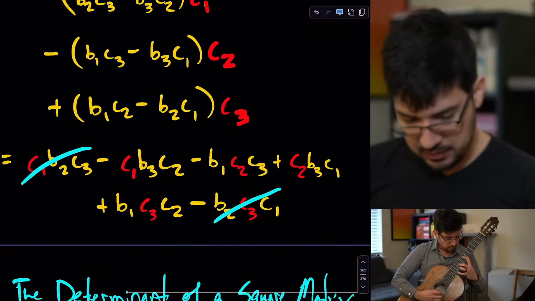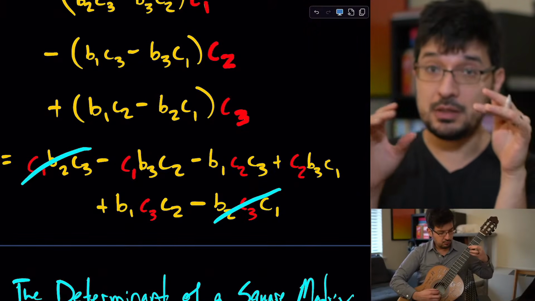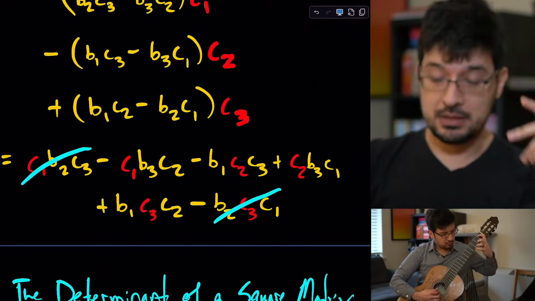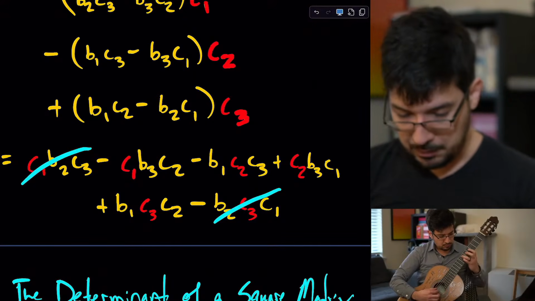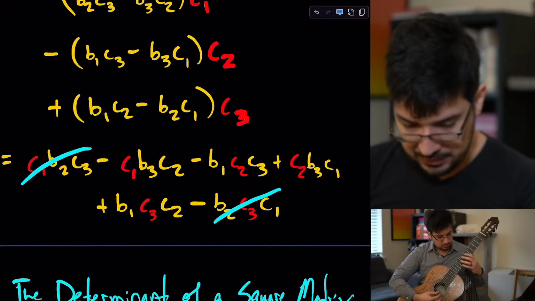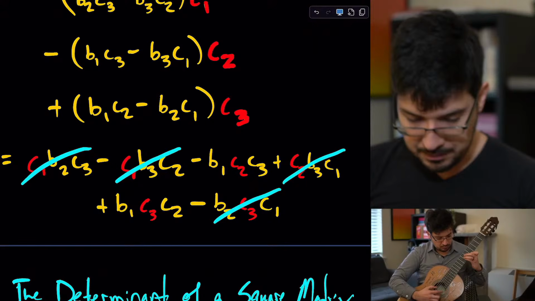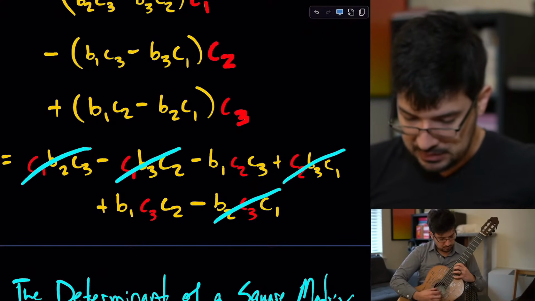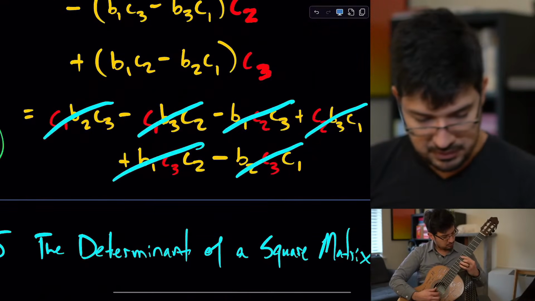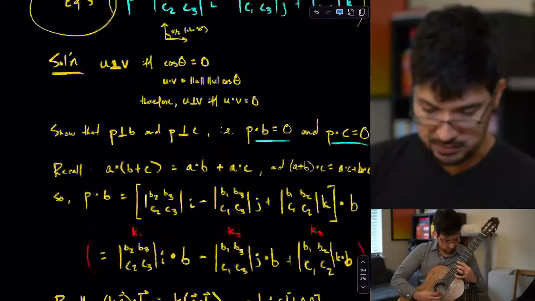Positive and negative. I'm saying them out loud in alphabetical order with ascending numbers so that I can spot which ones match. B3, C1, C2 is here and here. And B1, C2, C3, negative and positive. So all of this is equal to 0. And we are done with this proof.